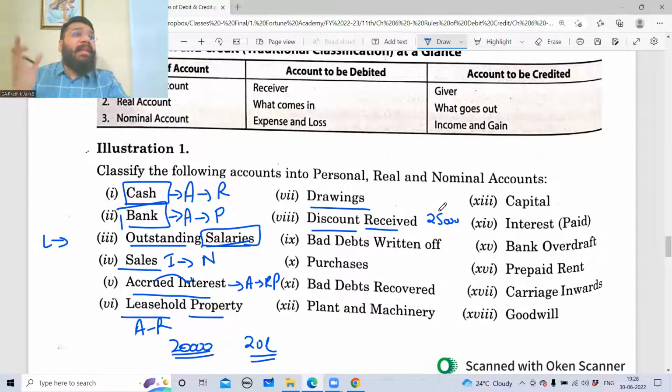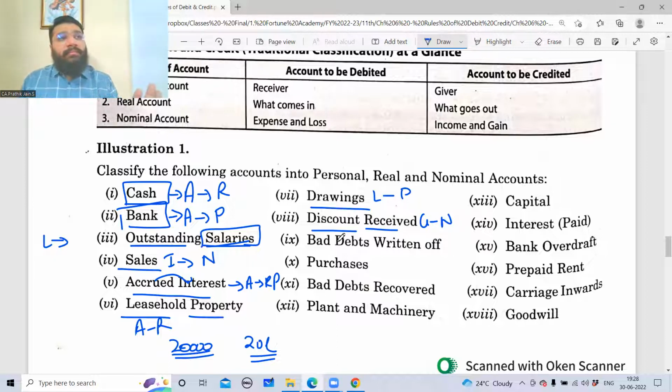So can I say discount? Whenever we get discount from anybody, if I give you a discount, say I give you 20,000 worth of goods for 16, 17, 18,000 rupees. So for you, was it a gain or not? Gain. So gain is nominal. So what rule will you apply? Nominal. Gain, nominal. Comfortable? Drawing was liability, personal. Till here clear? No doubts.